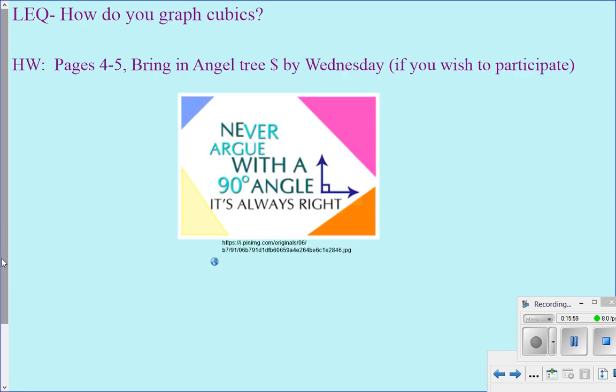Homework for tonight is pages 4 and 5 in your Unit 5 packet. Do those for tomorrow. Stay on top of assignments. Don't fall behind. Remember, if you're contributing to the angel tree, you have till next week, Wednesday. So go ahead and do those tonight.